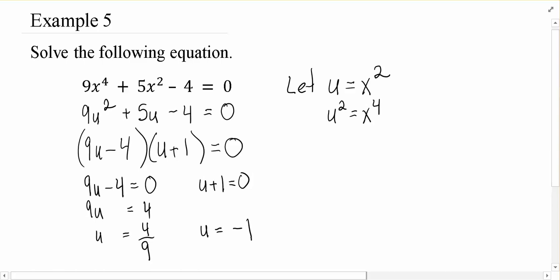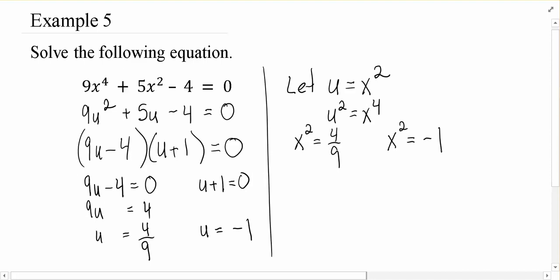or u is -1. Now keep in mind, if you look back at the original problem, it didn't have a u in it. We made the u up. So we definitely don't want to answer this problem with our u in it. We need to answer what x is. Now that we know u is 4/9, we come back to the substitution and say, if u is x squared, then x squared must be 4/9. If u is -1, then x squared must also be -1.